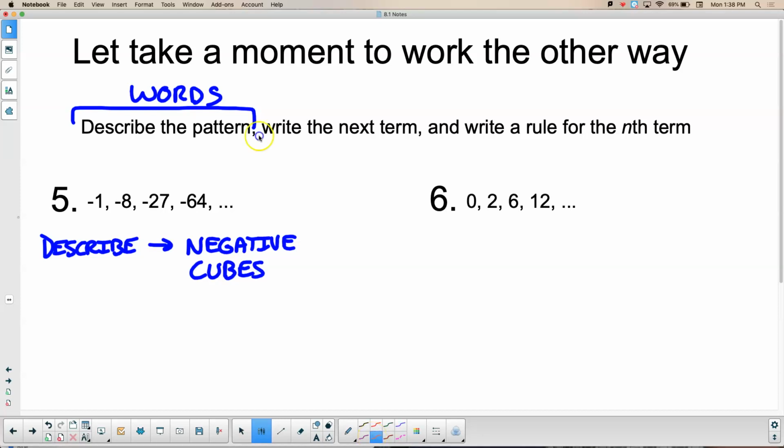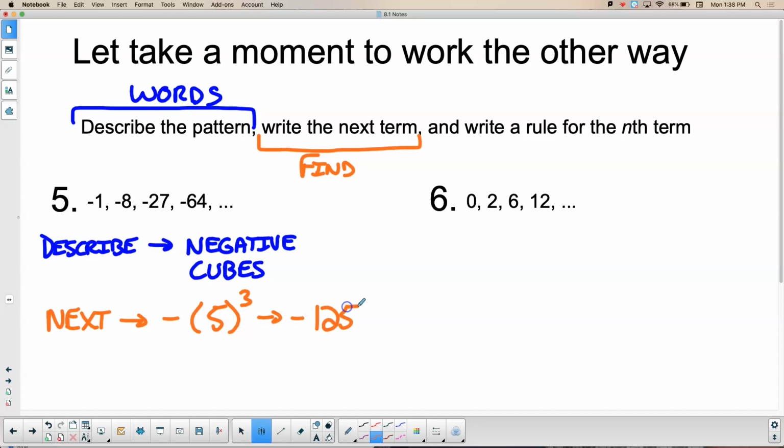So then the next part, write the next term. Using the pattern, you've got to find the next one. We'll say next. So that would be negative of 5 cubed. Well, that's going to be negative 125 would be the next term.